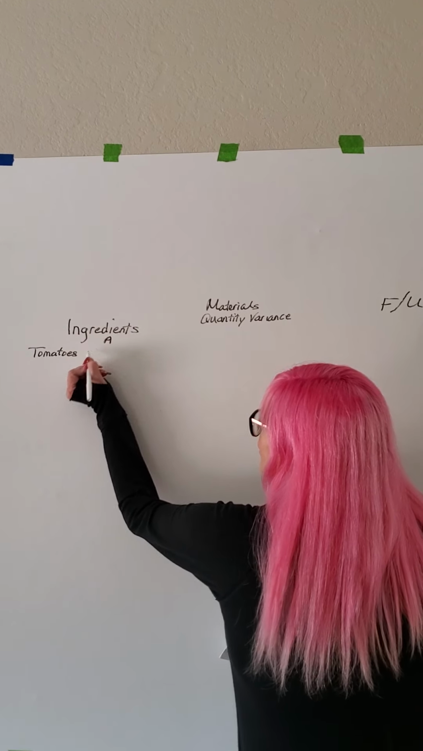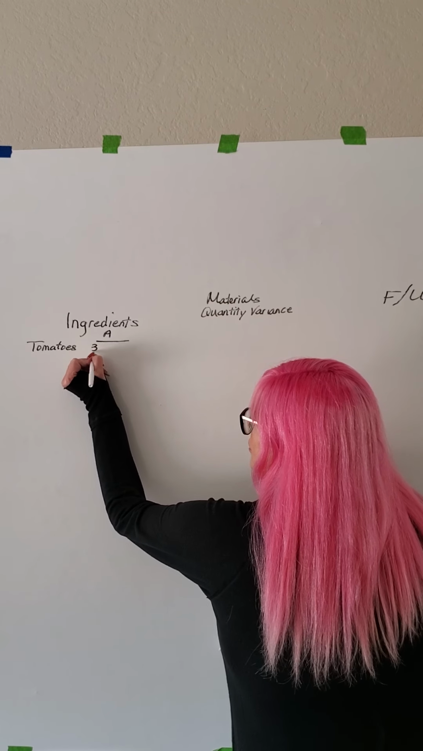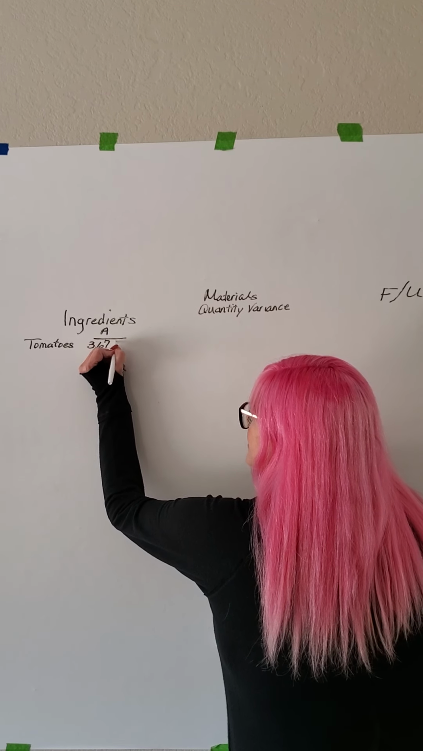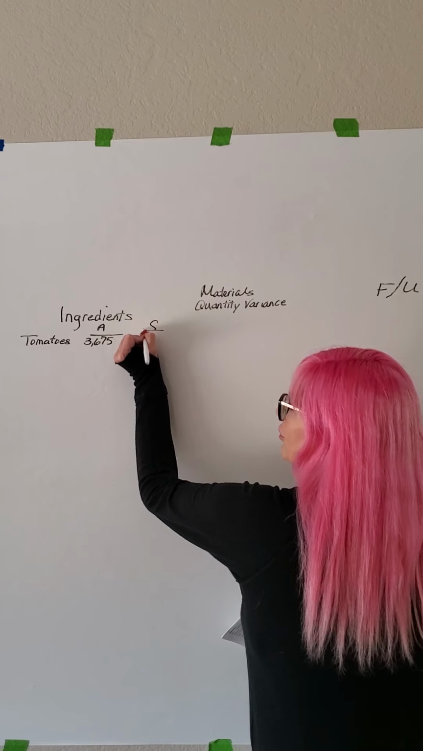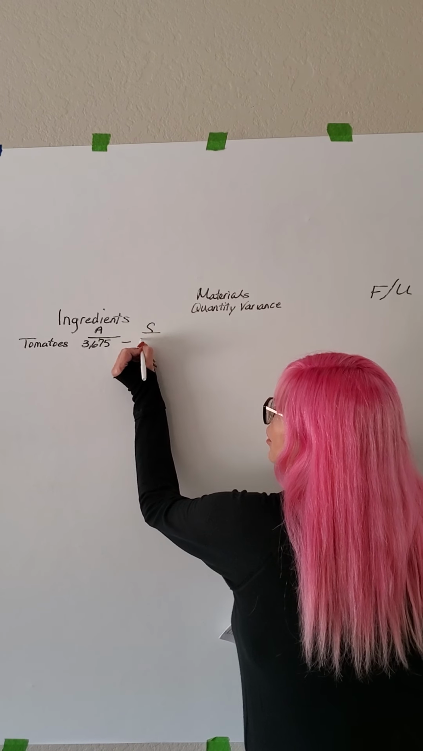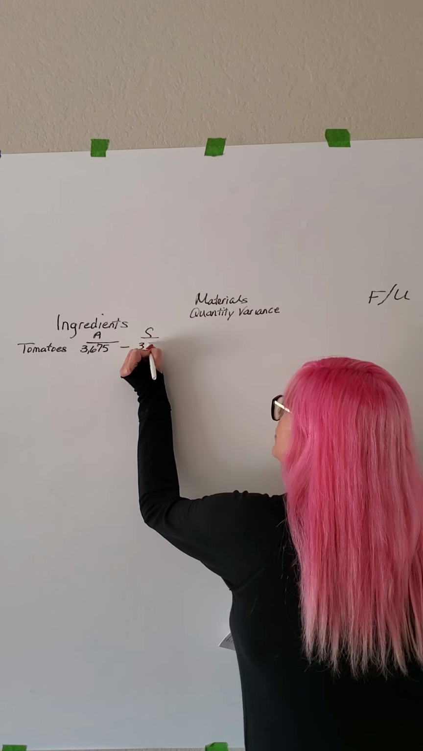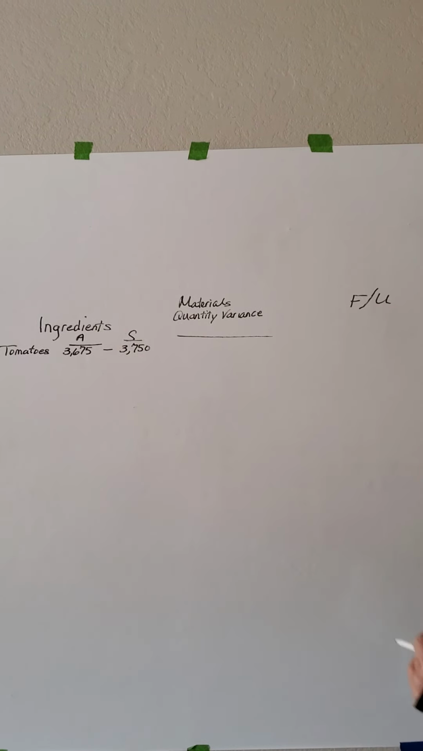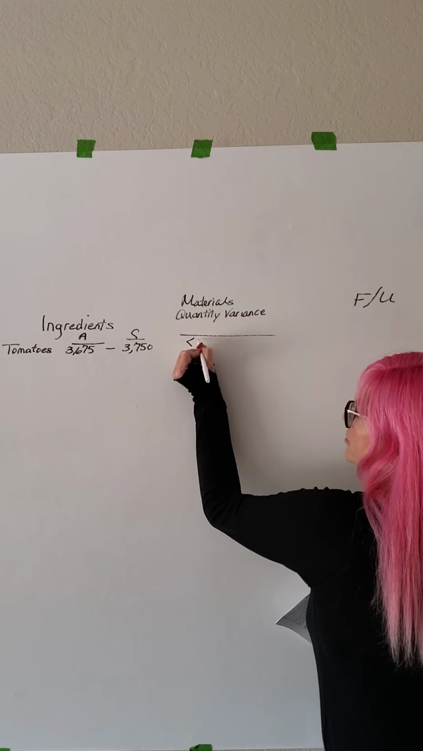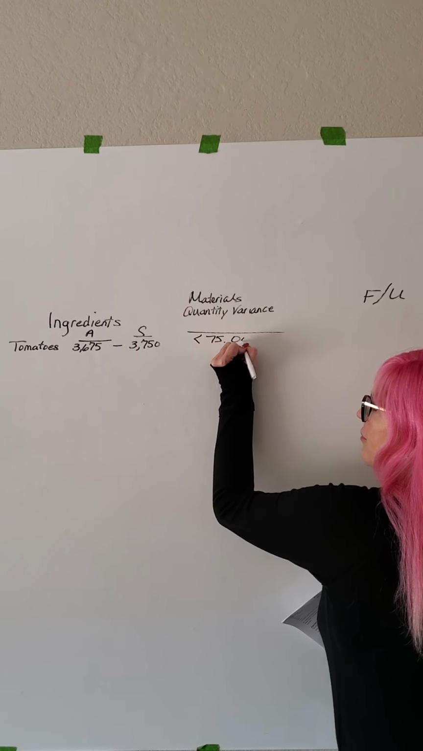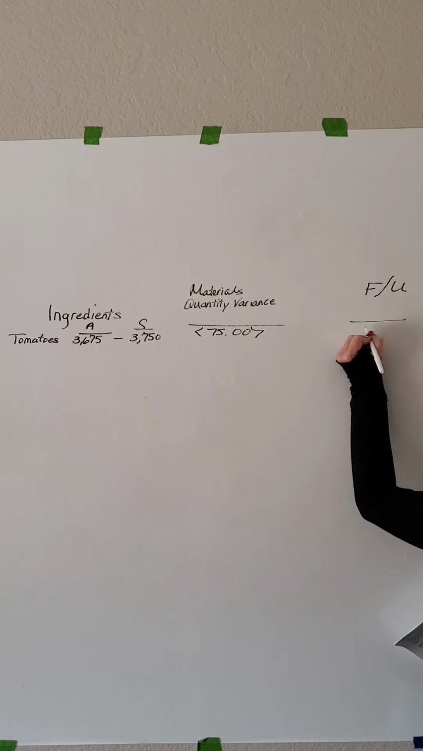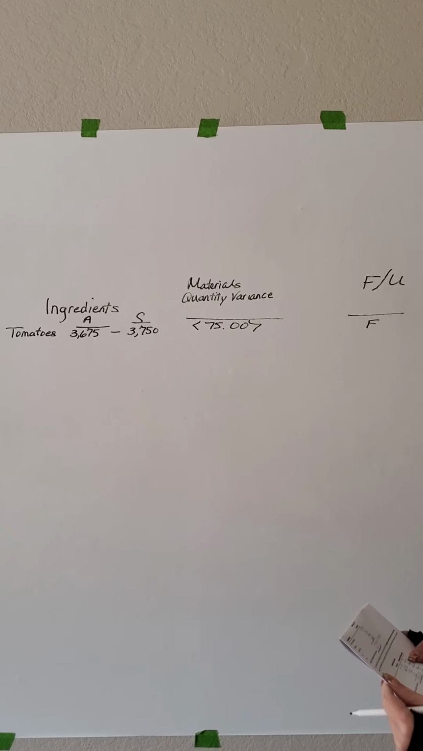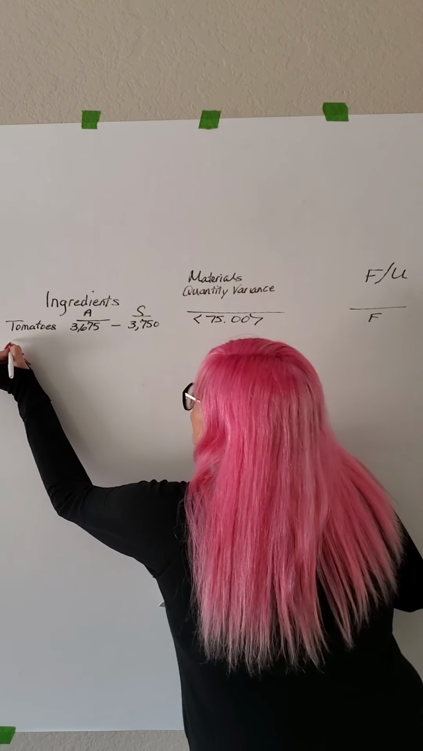You start with your actual cost, which was $3,675. You're going to subtract your standard cost, which was $3,750, right? So that's going to give you negative $75. Remember, if it's negative, that means that it's a favorable variance. So that one's favorable.